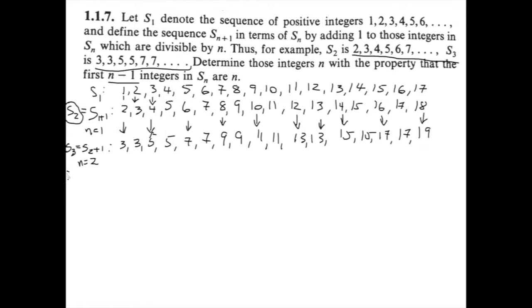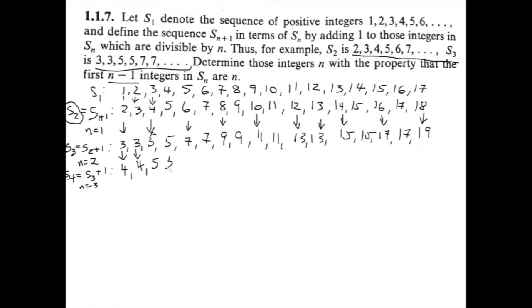S4, well that's just S of 3 plus 1. So now n equals 3. The question is, which of these numbers are divisible by 3? If they're divisible by 3, we're going to increment them by 1. So here we're going to see that 3 is divisible by 3. So these will get incremented.